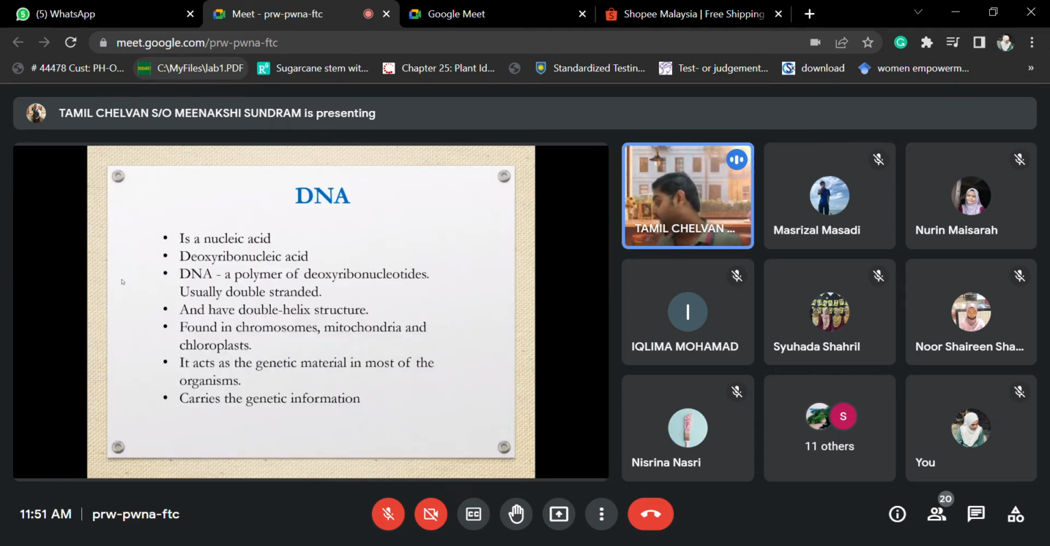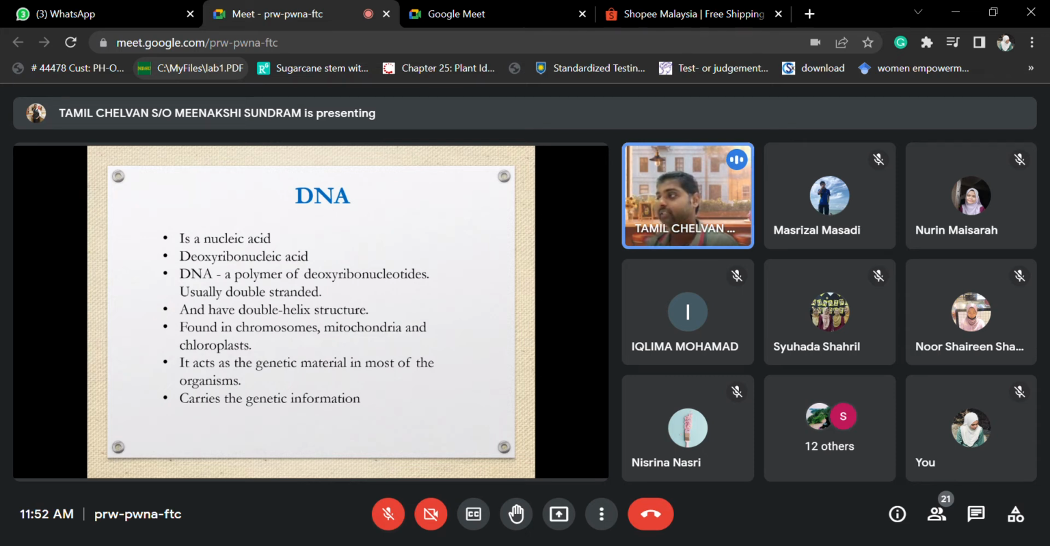So what is DNA? You all know what is DNA? It's a nucleic acid. Nama dia adalah deoxyribonucleic acid. DNA is a polymer of deoxyribonucleotides. Polymer means a lot of deoxyribonucleotides combined together. Usually it's double-stranded. Nanti kita tengok what's a double-stranded DNA. And it has a double helix structure. It is found in chromosomes, mitochondria, and chloroplast. So these three organelles will have DNA.